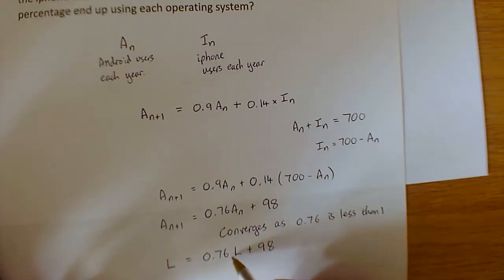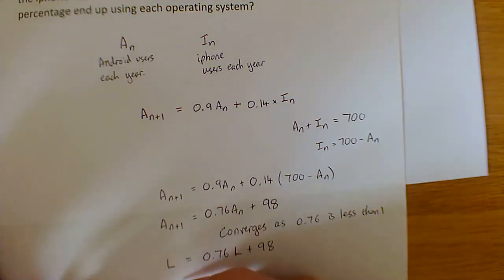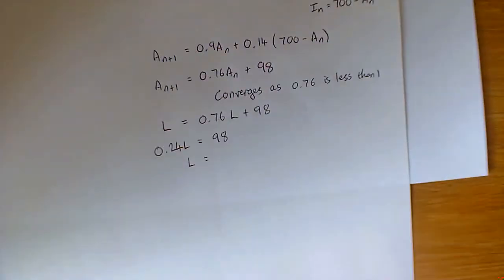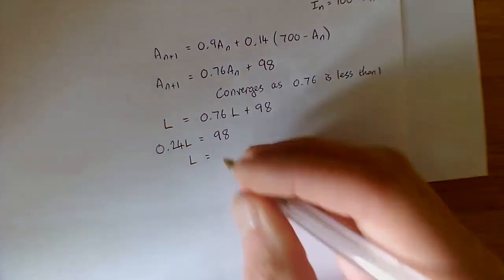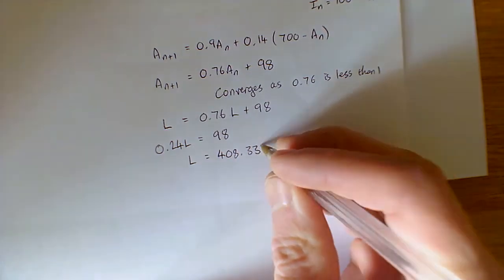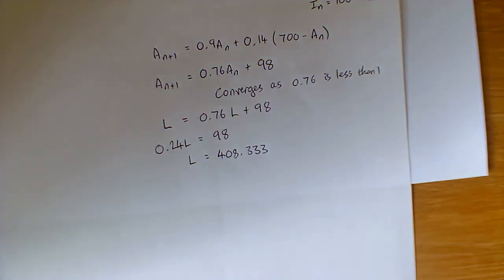We're taking 0.76L off both sides. So that's 1L, take away 0.76L. So that's 0.24L. And that equals 98. Divide both sides by 0.24 and we get 408.33. Now, in this case, it's particularly important.